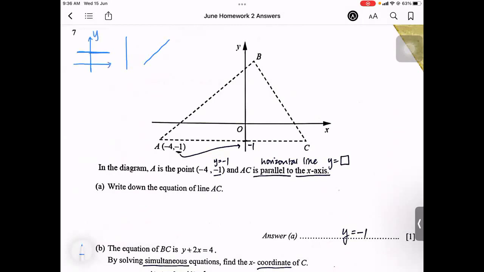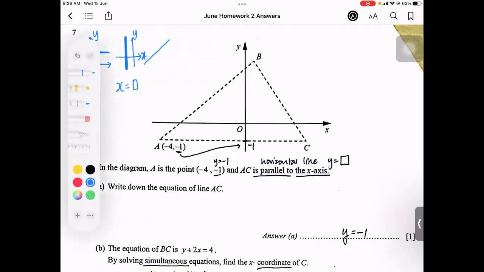Okay, a horizontal line cuts the y-axis, so it must be y equals to a number. A vertical line cuts the x-axis. It cuts the x-axis at a number. So it must be x equals to something.